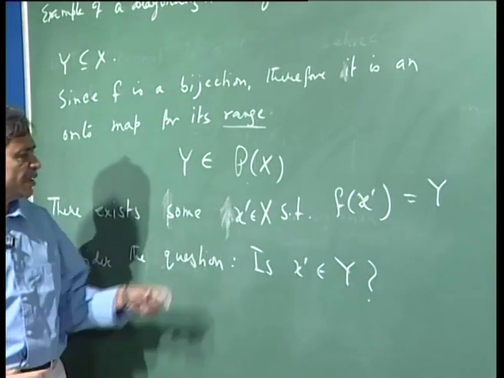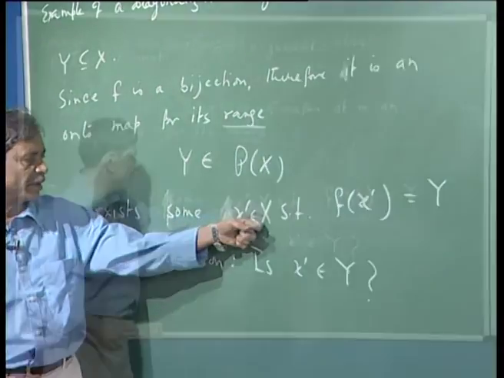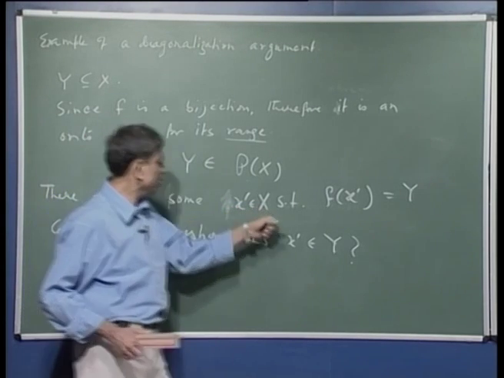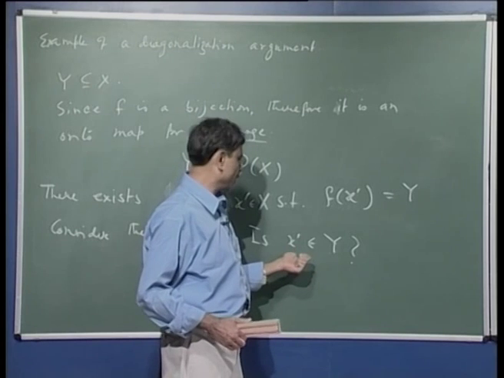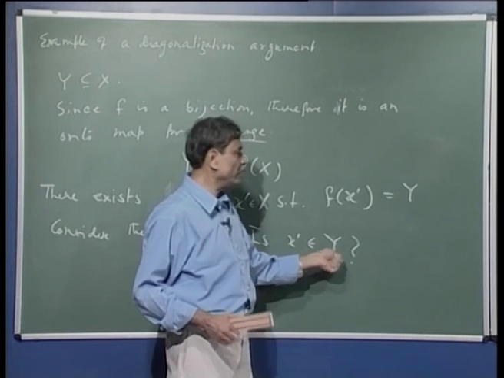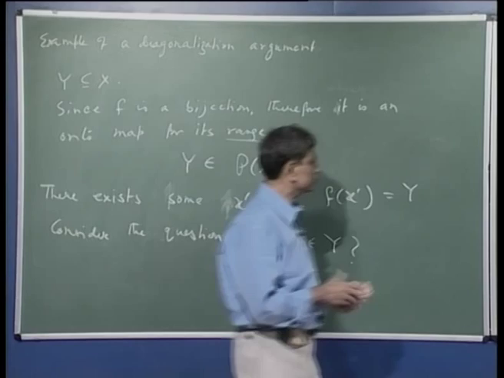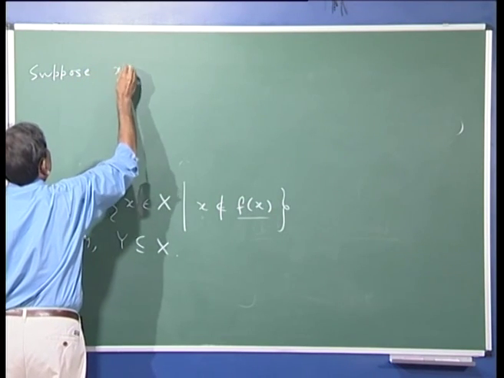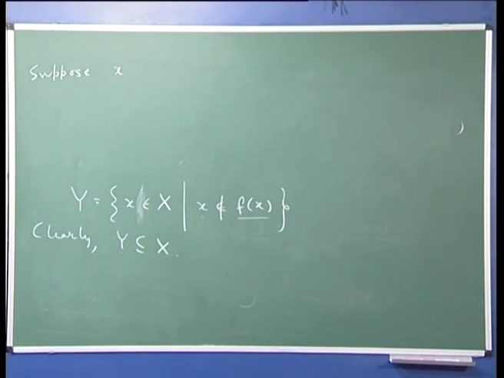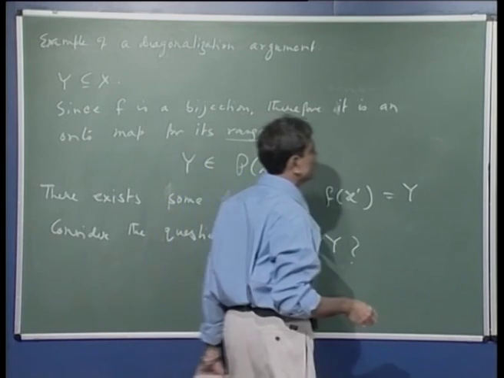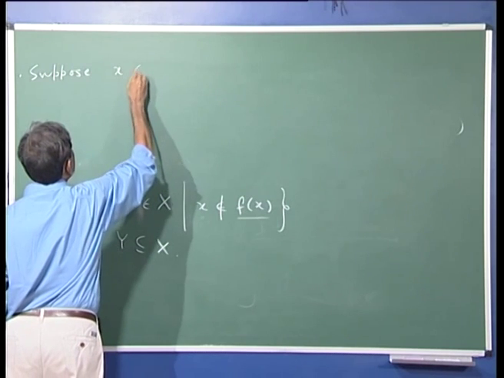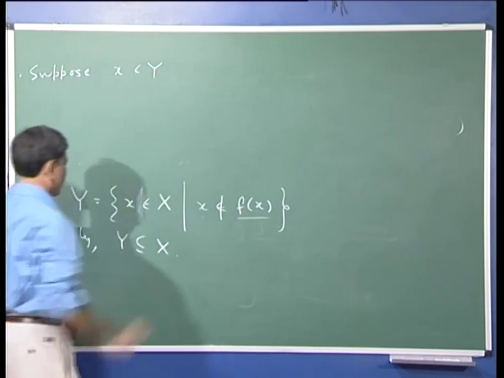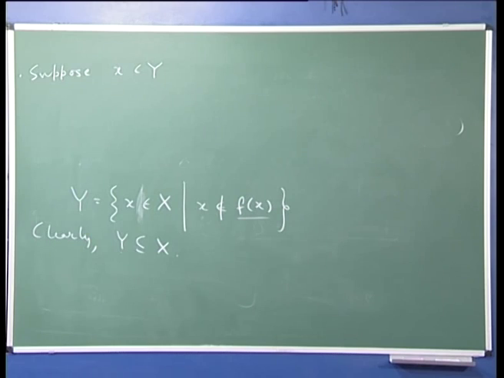Right? X prime is a specific element of capital X and Y is a subset of capital X. So, it is a meaningful question: is this element an element of Y? Now, there are two possibilities, either X prime is an element of Y or it is not an element of Y. So, we are taking the first situation, suppose X prime is an element of Y.